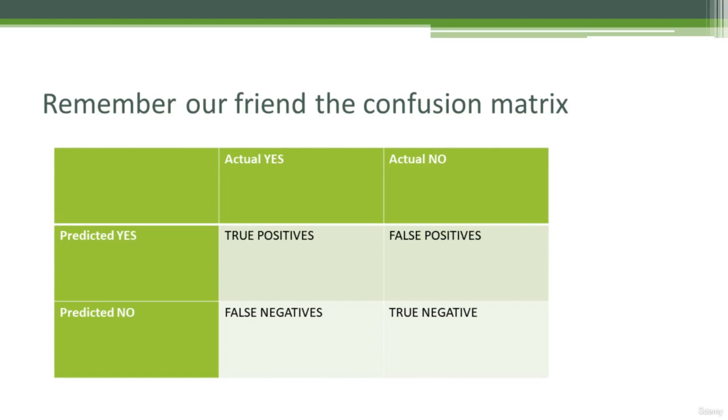But in this format, we have the number of true positives in the upper left corner, the number of true negatives in the lower right corner, the number of false negatives in the lower left corner, and the number of false positives in the upper right corner. So make sure you understand where your true positives and negatives are, where your false positives and negatives are when you're starting to look at a confusion matrix. And again, that can vary based on the layout of the confusion matrix itself.